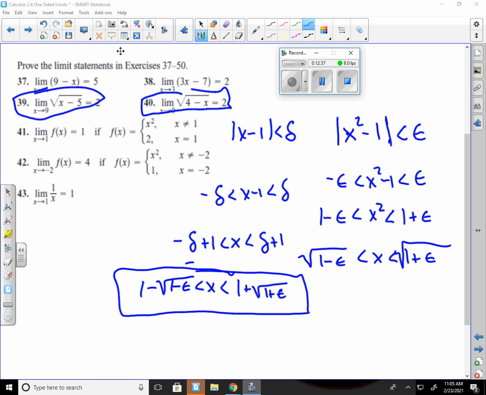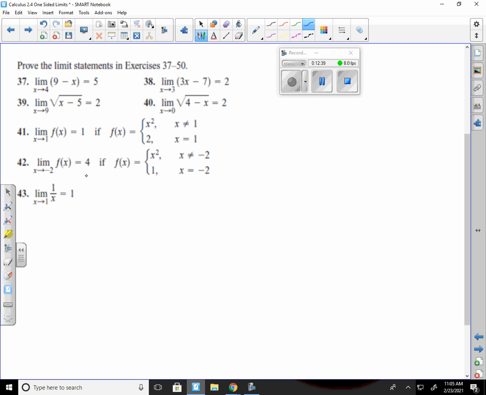All right, let's do 42. Same process. You're going to find it's always going to be kind of the same process. I'm looking at x minus negative 2, which makes that plus 2. It's less than delta. Then we plug our f of x in, and I'm plugging that x squared in. |x squared minus my limit, which is 4| has to be less than epsilon.